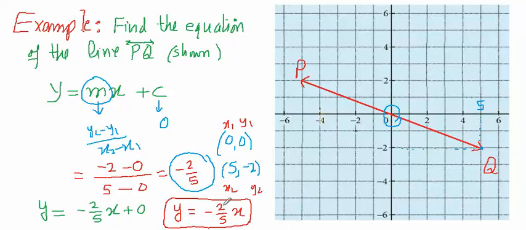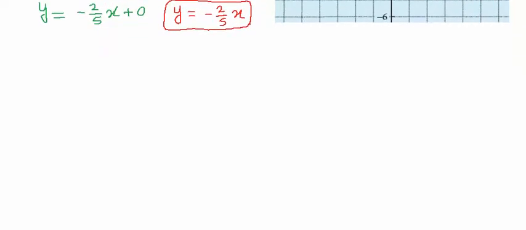Remember, whenever a line is passing through the origin, its C or B will always be 0. So you will have only x and y in the equation of its line. Now we shall do another example where the graph is not shown.